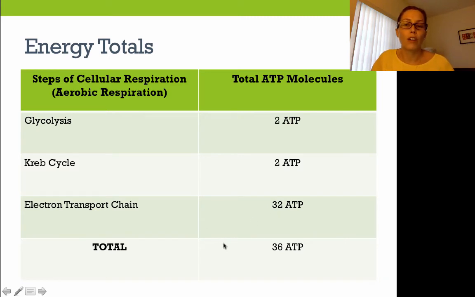So for our energy totals, or the steps of cellular respiration, we've got glycolysis, which produces 2 ATP, the Krebs cycle, which produces 2 ATP, and the electron transport chain, which produces anywhere between 32 and 34 ATP. We're going to stay on the conservative side here and say 32 for a grand total of 36 ATP, but we can produce upwards of 38 ATP just depending on how efficient aerobic respiration is.